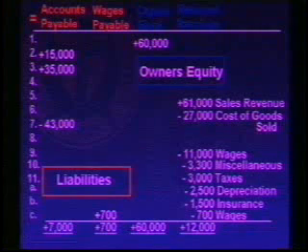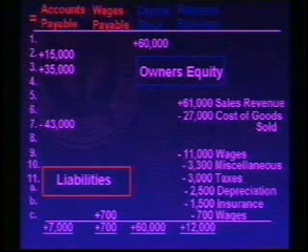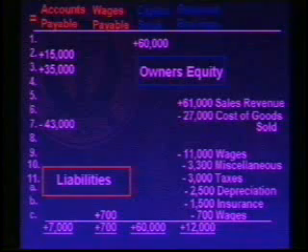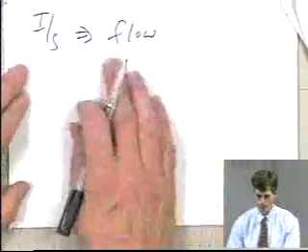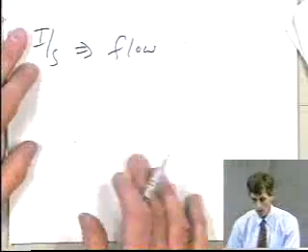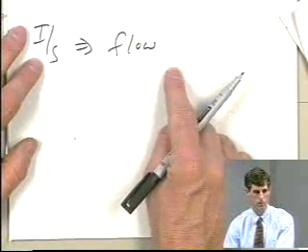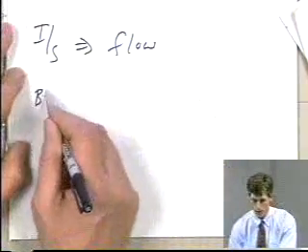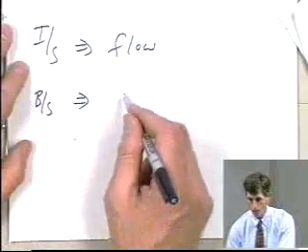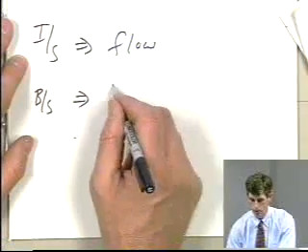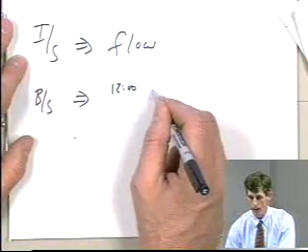The first thing you have to understand is, what does an income statement measure? What does a balance sheet measure? An income statement measures a flow across time, whereas a balance sheet measures the amount at one particular point in time. And that particular point in time is what? 12 o'clock midnight on 12/31, right?